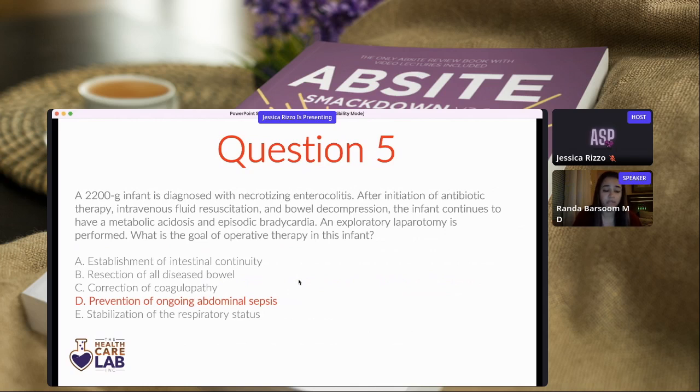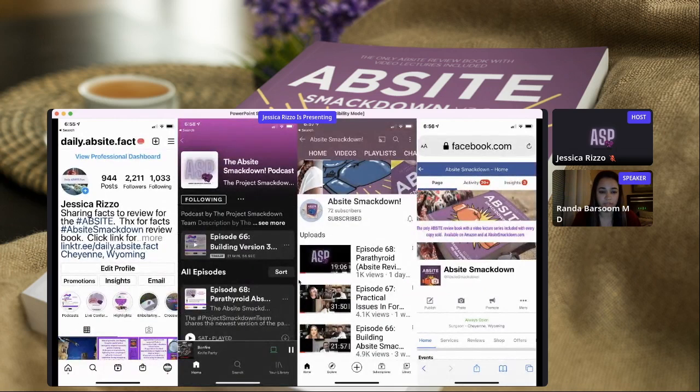You are not there to actually take out all diseased bowel, anything that appears not healthy, because remember, you want to preserve as much bowel as possible because you don't know what else will have to come out in the next surgeries. So the initial operative therapy is to take out only what appears to be very diseased in order to prevent ongoing sepsis. And I think that's it for our pediatrics talk.